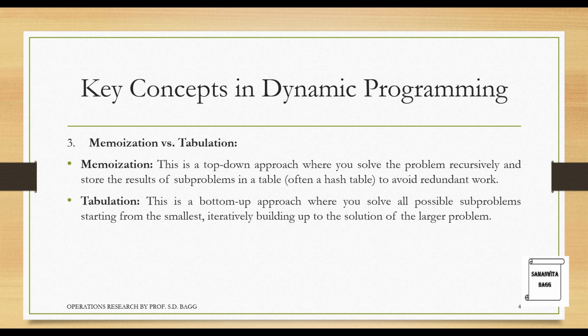So there are two ways of solving: top-down approach or bottom-up approach, wherein you can have a problem which is solved recursively and you can store the results of subproblems in a table, as you can see over here, to avoid redundant work. Or what you can do is you can start with the smallest subproblem and slowly build up and then get the solution for the entire bigger problem.